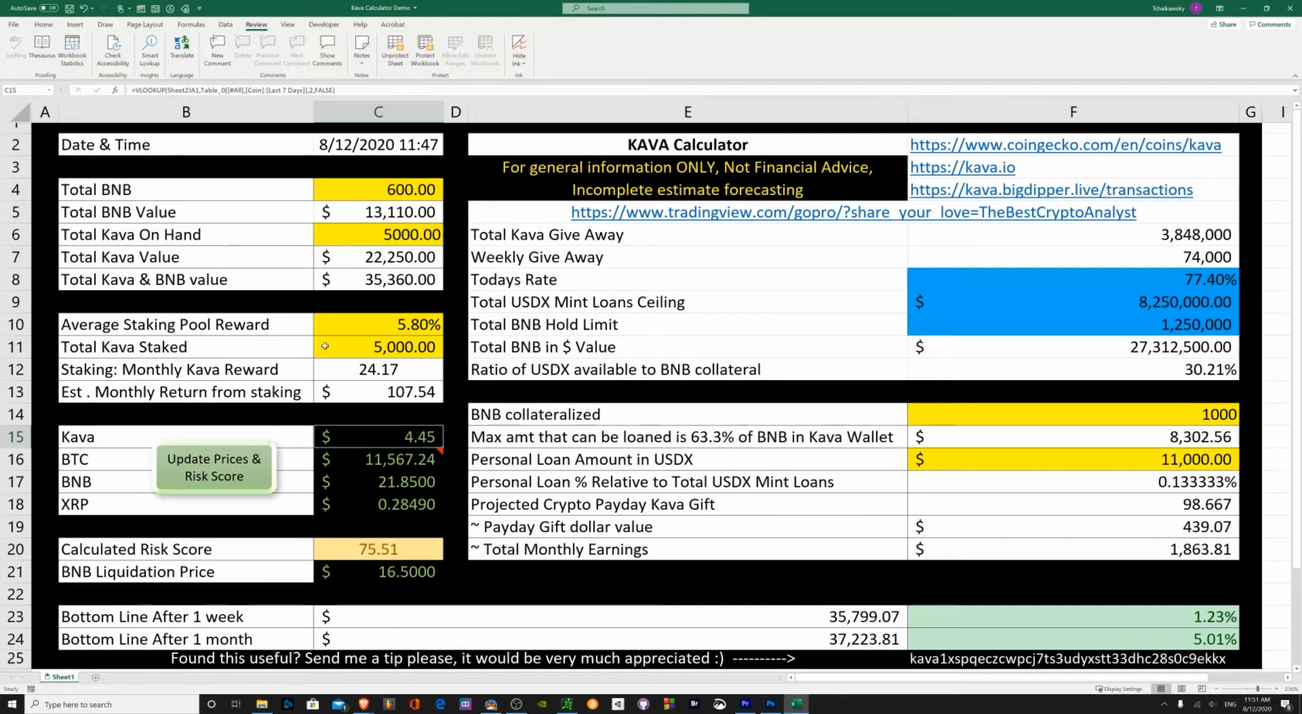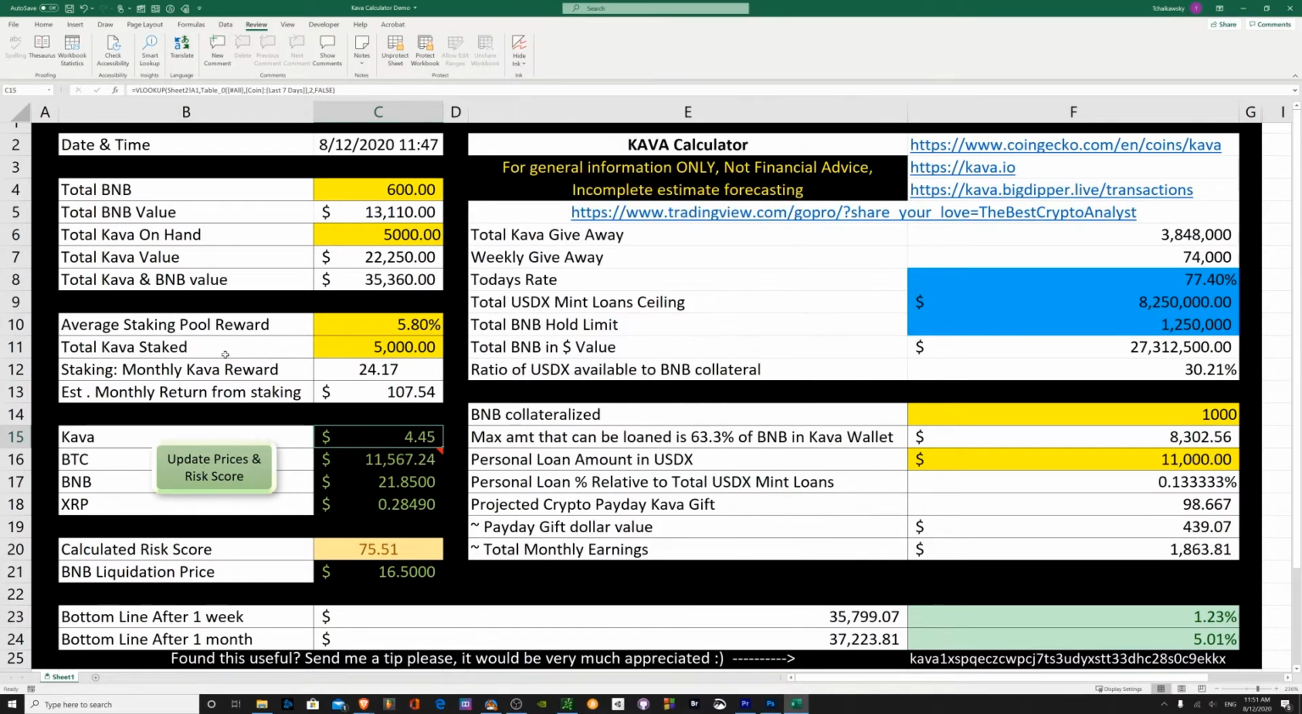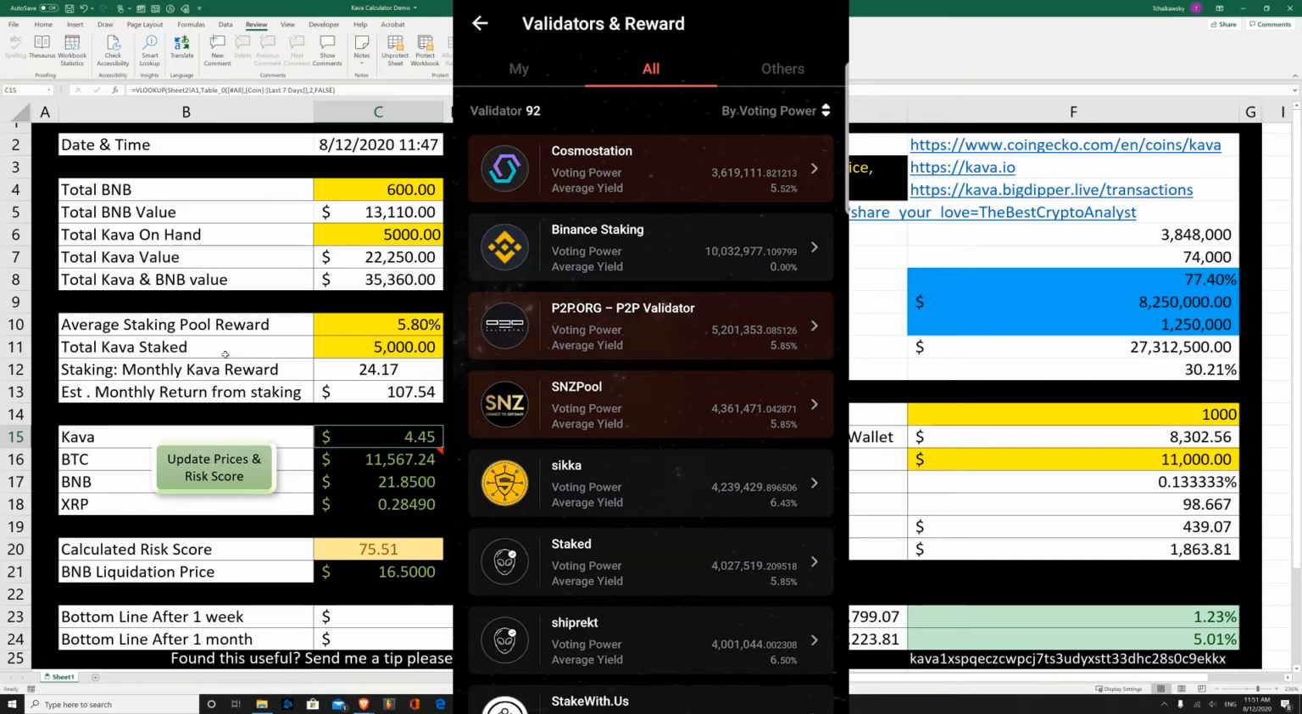All right, so staking. If we went ahead and chose to stake it and you're inside of your Kava wallet, all you have to do is select delegate, and from there you can select all to get a view of all of the staking opportunities that are there. There's Cosmos Station, Binance Staking, and P2P.